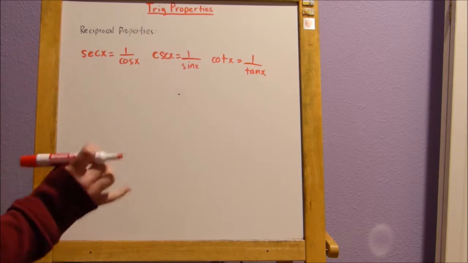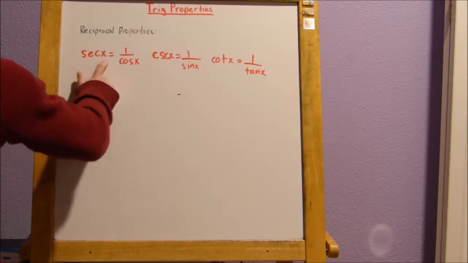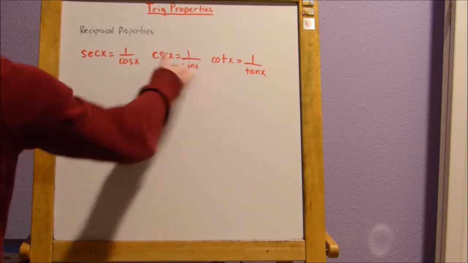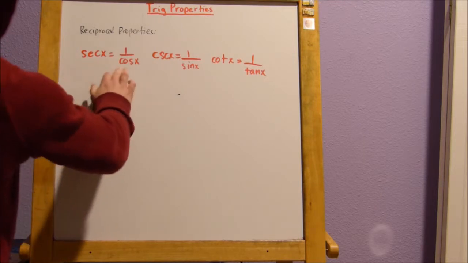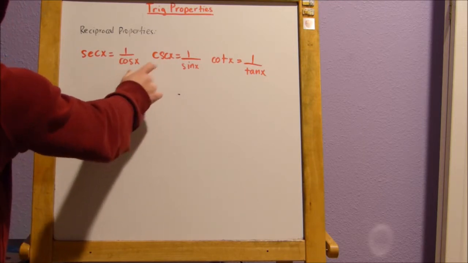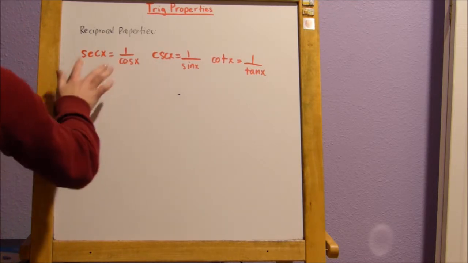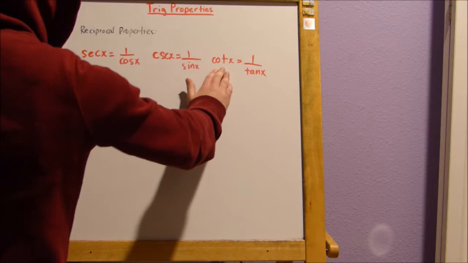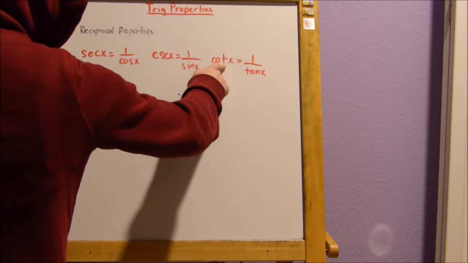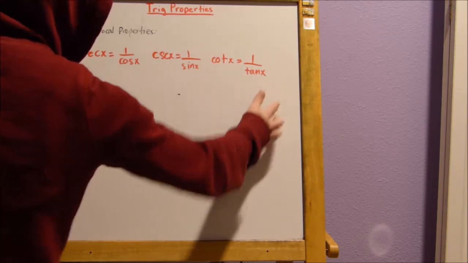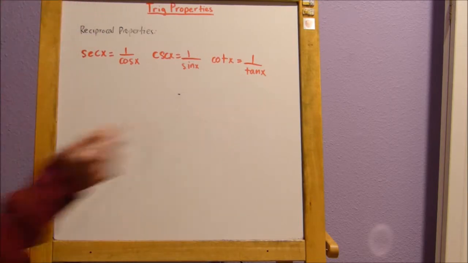Now, the way I memorize this is I notice that secant and sine x both start with s. Cosine x and cosecant x both start with c's. So I notice that these just flip the first letter. And cotangent and tangent, this one's just simple.